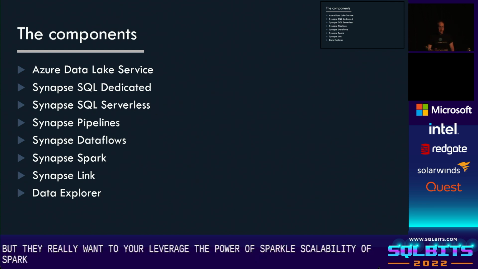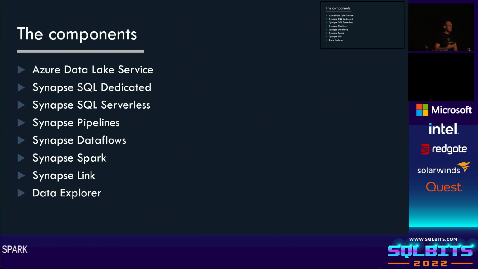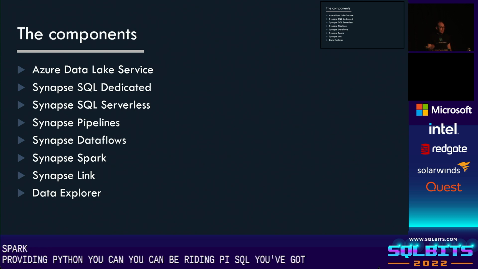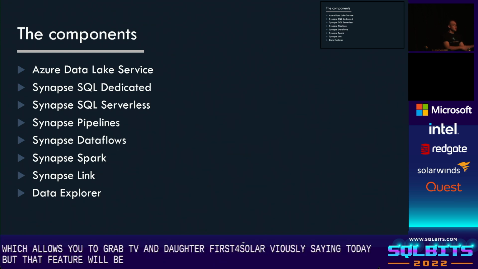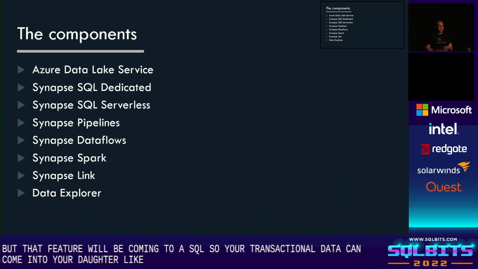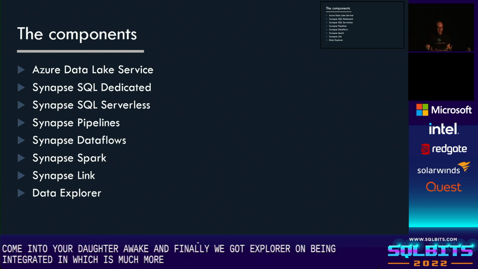We've then also got Synapse Spark, a true Spark environment where you can be writing Python, Scala, and Spark SQL. You've got all of that capability. Synapse Link allows you to grab data at the moment from Cosmos DB and Dataverse, but you've also seen today that the feature will be coming to Azure SQL, so your transactional data can come into your data lake. And finally, we've got Azure Data Explorer being integrated, which is much more for telemetry and real-time scenarios. What I want to level set here is that there's a whole heap of different components.